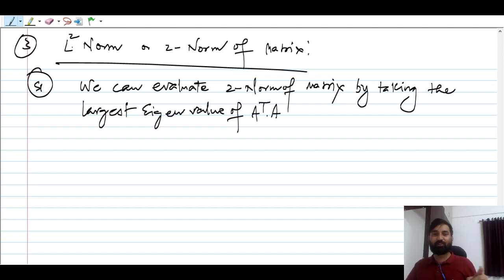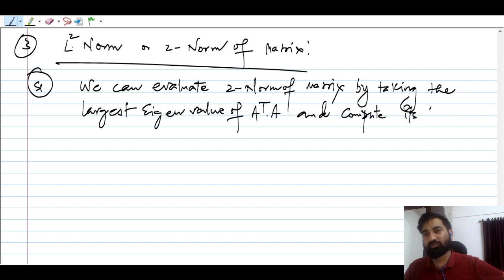तो मैं आपको फिर से बता रहा हूँ, ऐसे क्वेश्चन आ सकते हैं, ये वाला इंपॉर्टेंट है क्योंकि फर्स्ट सेकंड, तो आप समझ सकते हो कि one norm is very simple, infinity norm is very simple, but L2 norm is like you need to exercise something, right? So you can expect some question from here. So we can evaluate 2 norm of a matrix by taking the largest eigenvalue of A transpose A, right? Okay, and then what you have to do? Compute its square root.